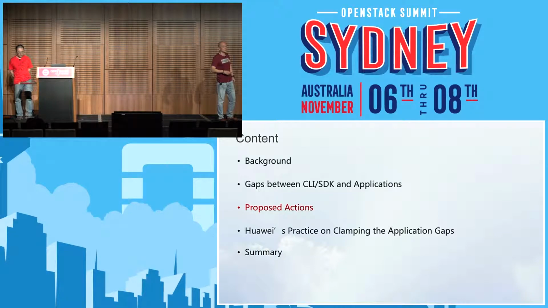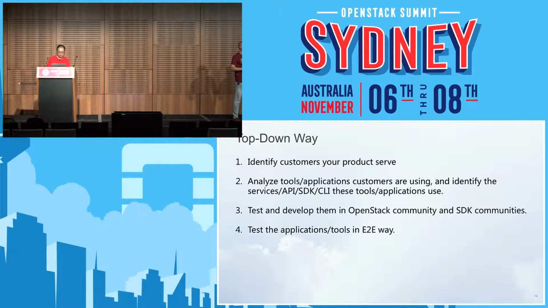So we found the issue, and we found some actions which we have been working on and will continue. The first one, I think the way to close the gaps is a top-down way, because we know who our customers are, and we can analyze what existing tools the customer is using, identify which APIs and different SDKs they are working on, and then find the gaps and test them in our lab. After that, we can complete the gap, and help customers run their applications well on the cloud.